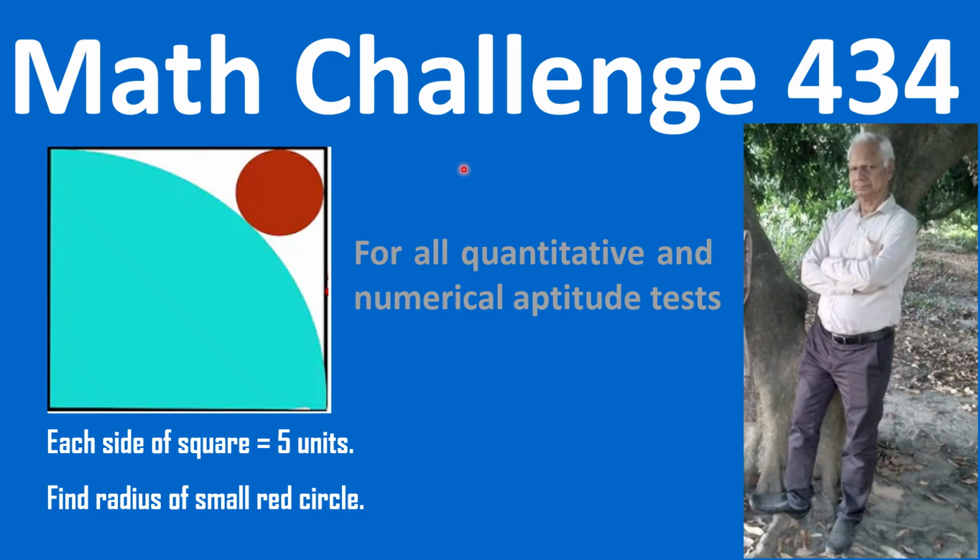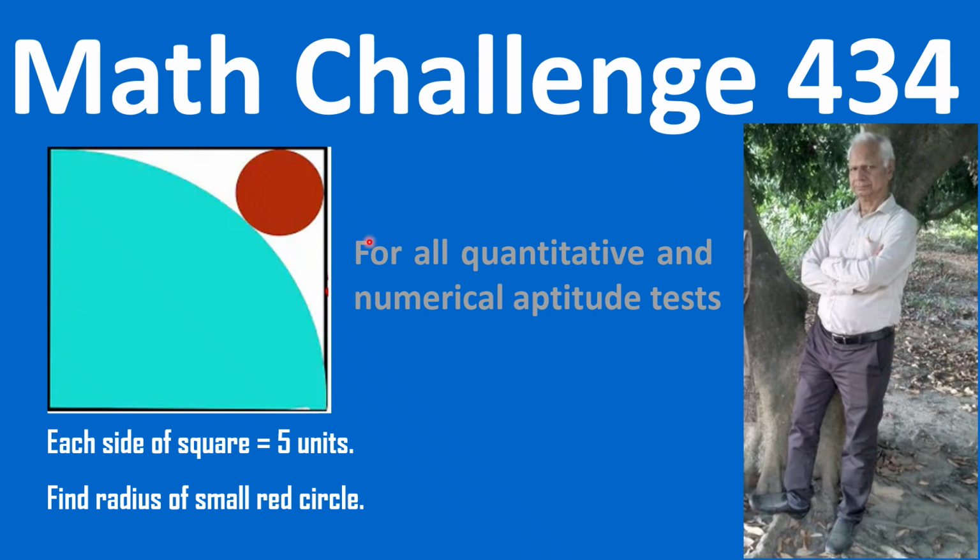In Math Challenge 434, we have a square, a quadrant blue in color, that's a quarter circle, and a small red circle. Inside the square, we have a quarter circle or a quadrant blue in color, and we have a full circle red in color. And we have to find the radius of the small red circle.